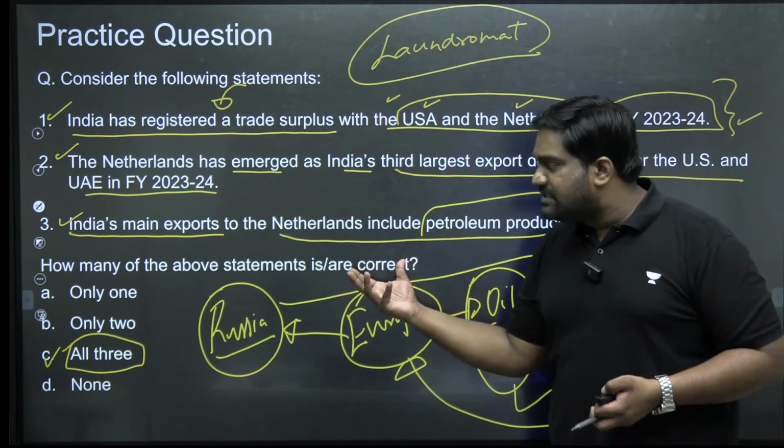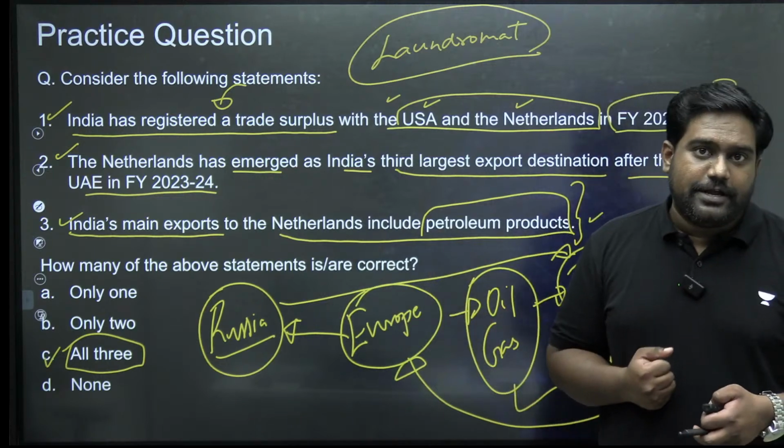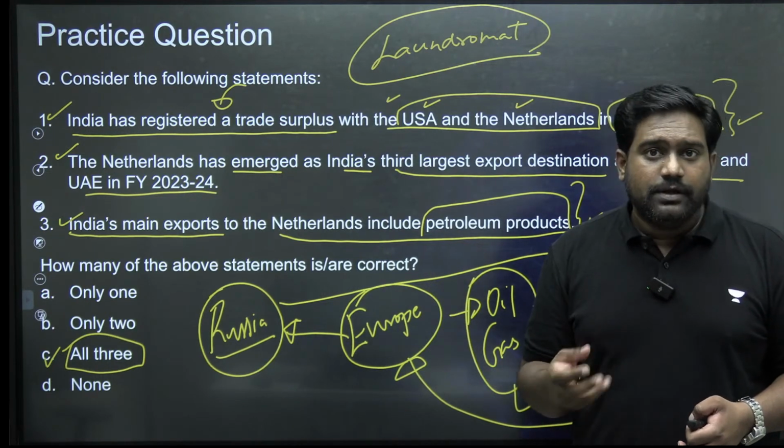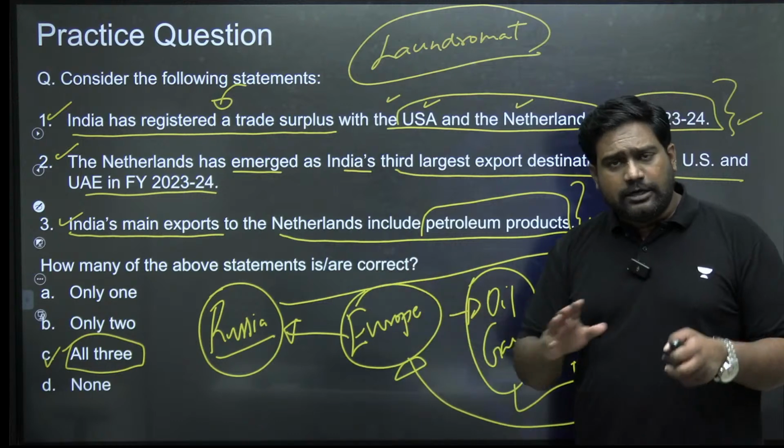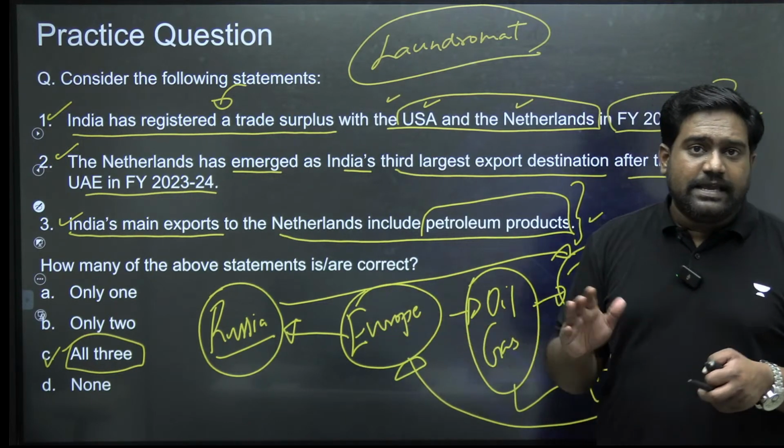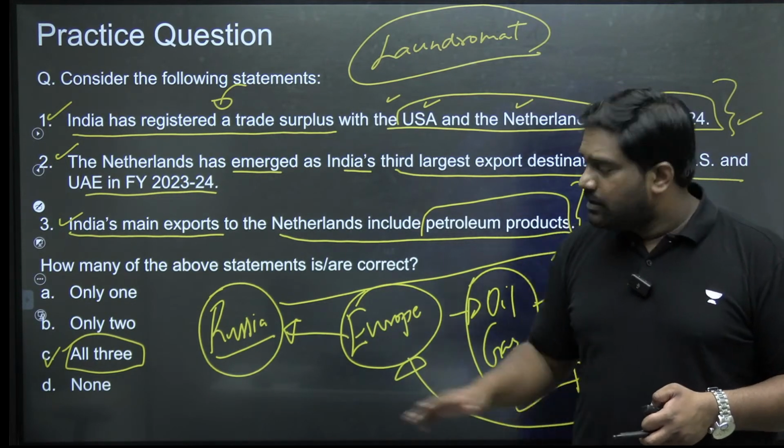It explains why Netherlands has become the third biggest export destination for India. So it's quite analytical in nature. So such a question can come. It is honestly a little difficult if you don't know the facts and the analysis involved behind it.